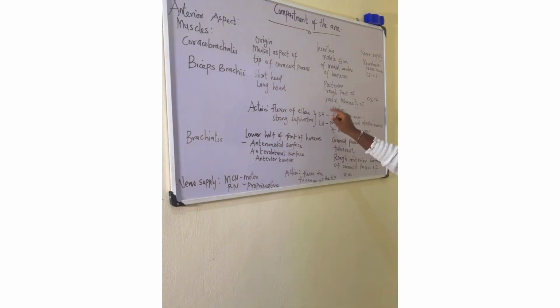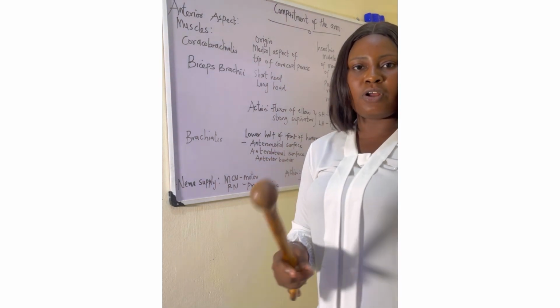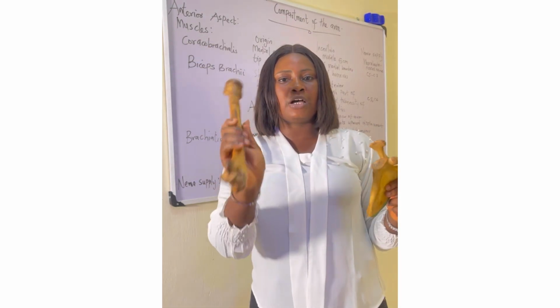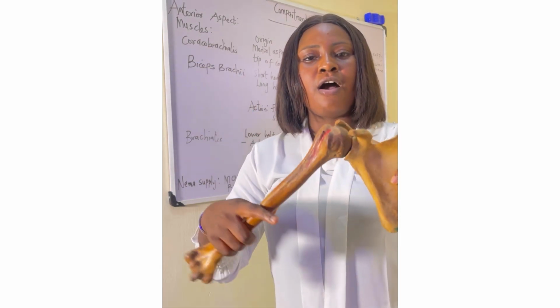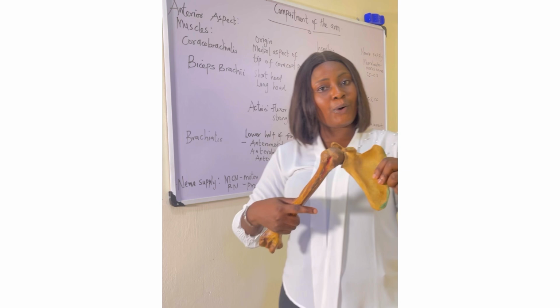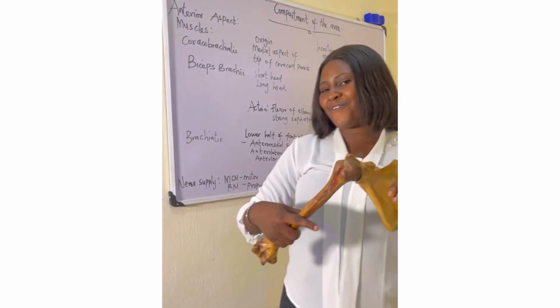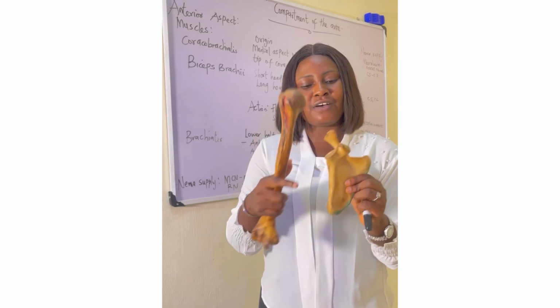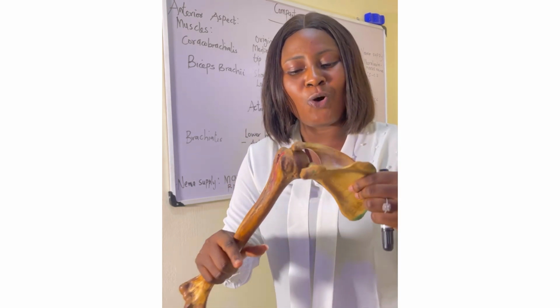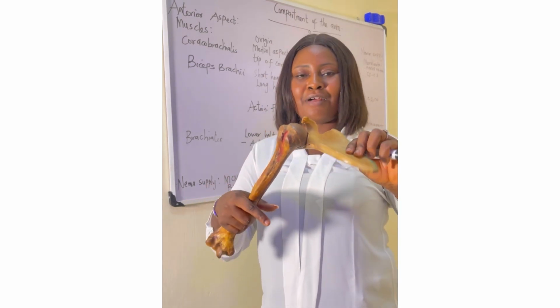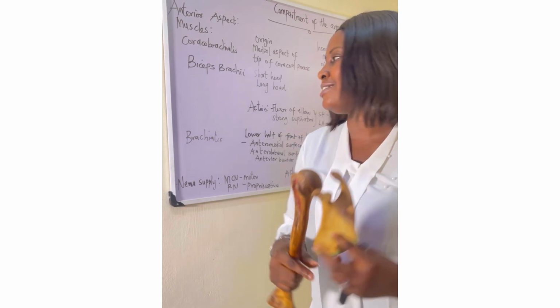Now the short head flexes the arm, so it's a flexor of the arm, while the long head prevents upward displacement of the head of the humerus. So this is the bone of the scapula, and this is the humerus. So it's going to be flexing the arm. Can you see that? Perfect. Remember that the head of the humerus articulates with the glenoid cavity of the scapula to form the shoulder, or the glenohumeral joint. But that's not what we are going into right now.